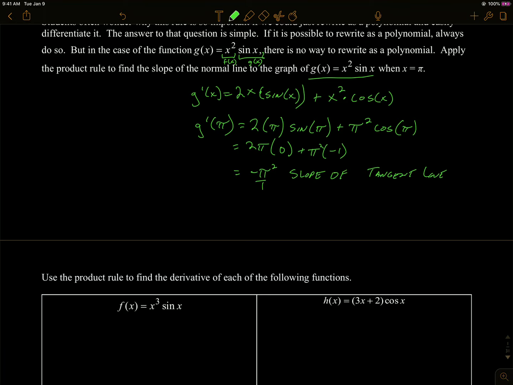So then, I could think of that as over 1. So then that means that 1 over pi squared would be the slope of the normal line at x equals pi.